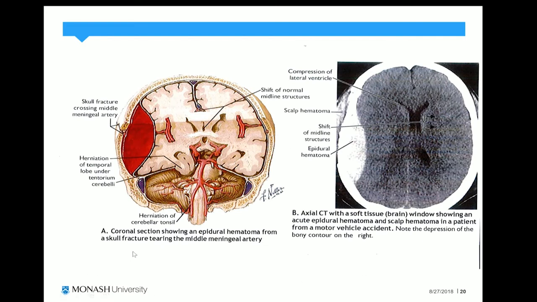So here we have a coronal section which shows an epidural bleed, and then also a CT scan where you can see the epidural hematoma, and you can see there is midline shift. The ventricle should be in the middle, and it's not, it's been displaced. You can also notice that the anterior horns of the lateral ventricle are compressed on the side where there's bleed. So you can see that there's asymmetry of the ventricles, and also here we can see the asymmetry of the ventricles.